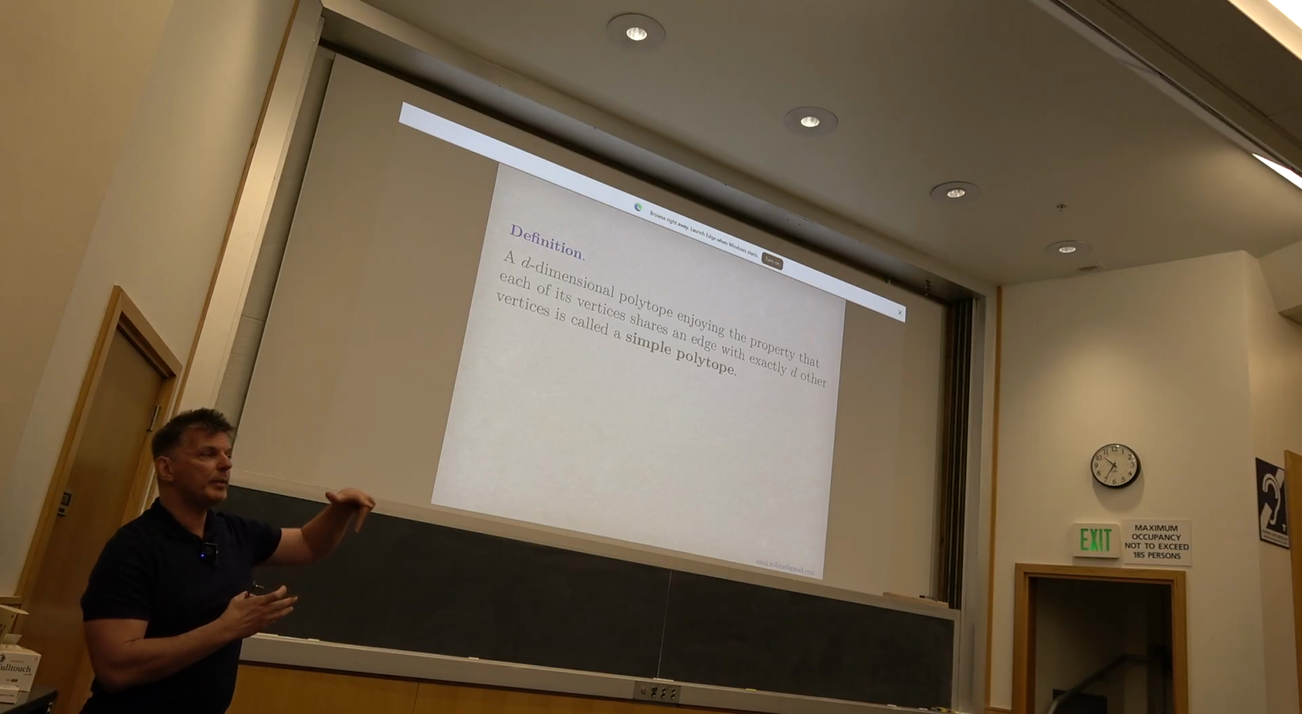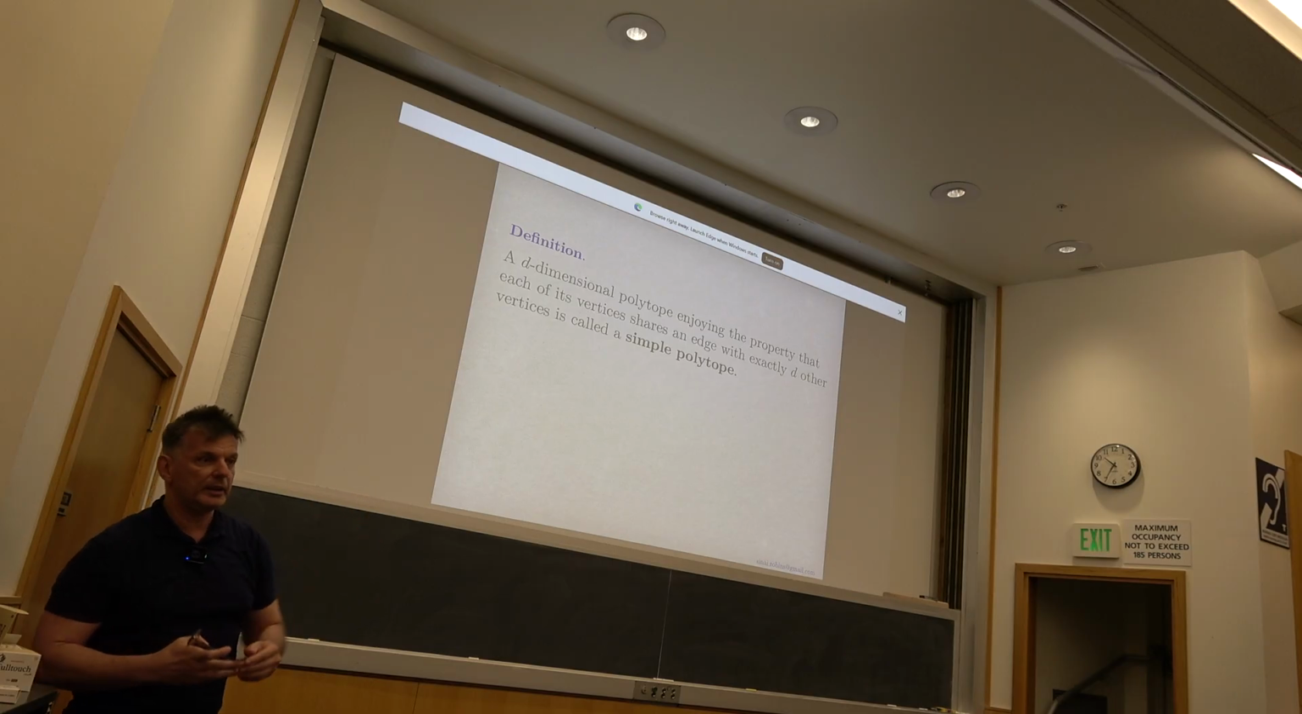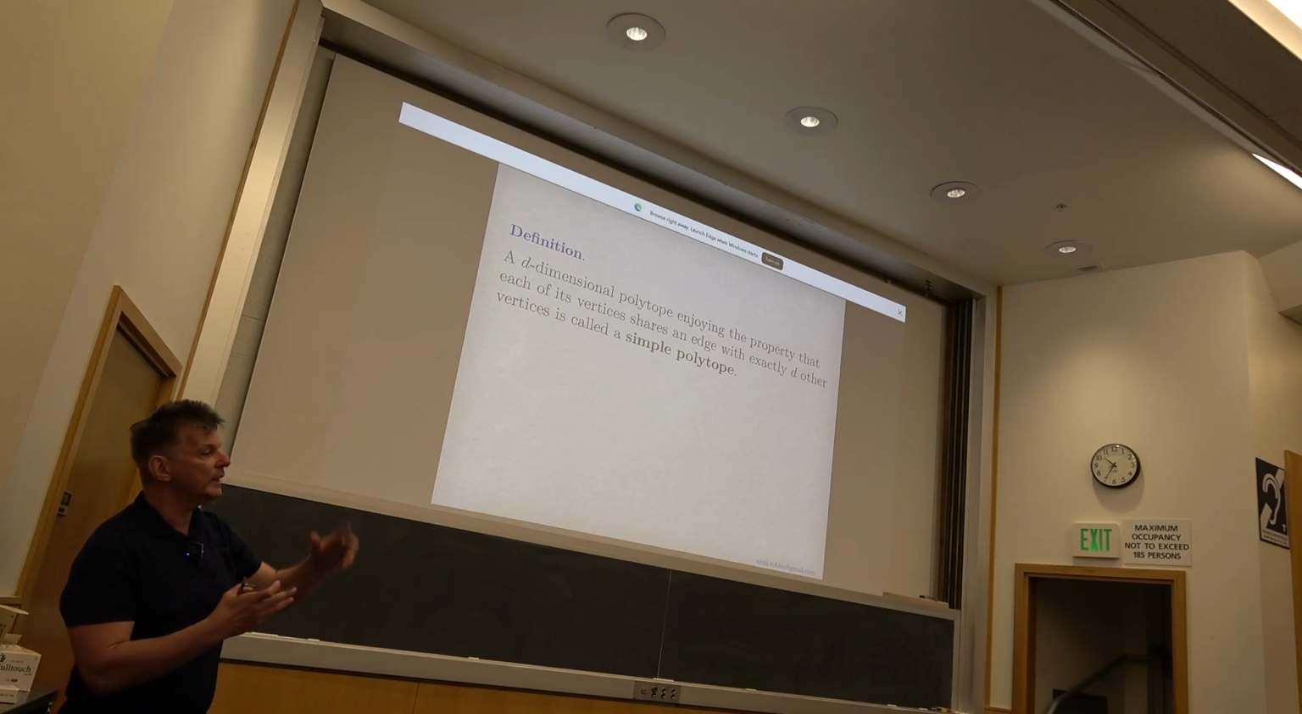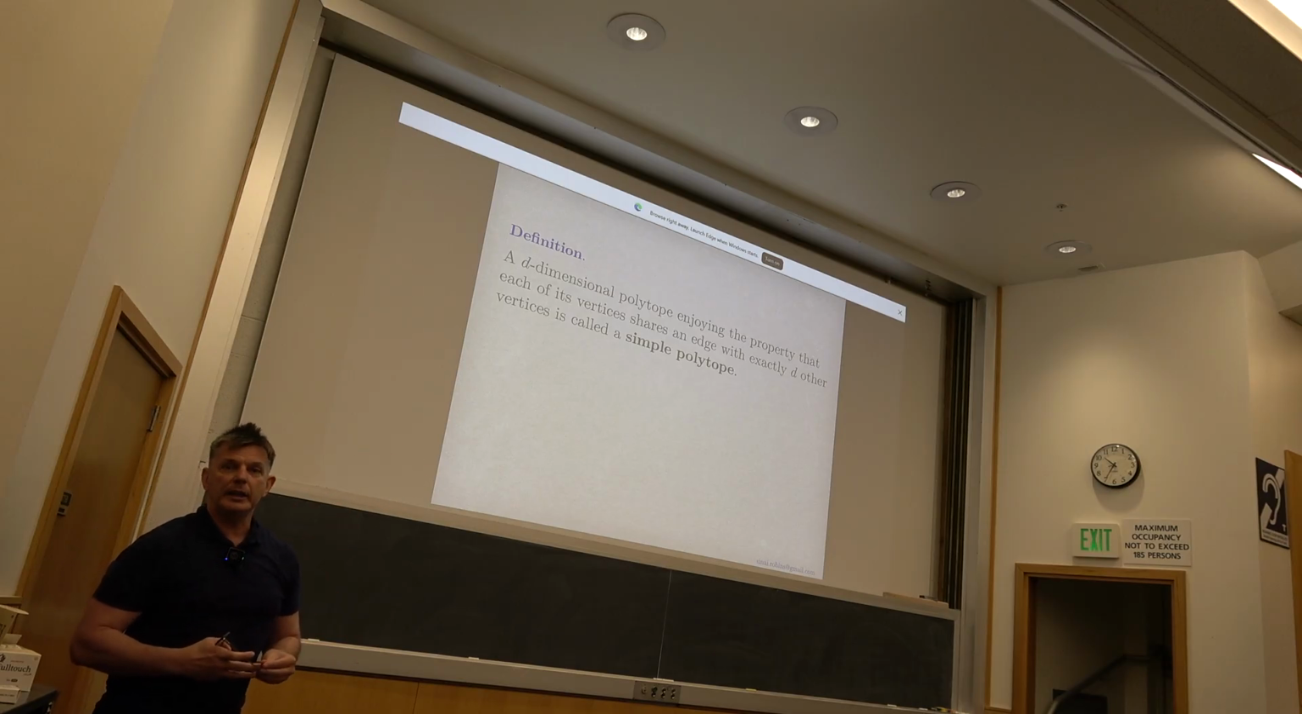So the matrix formed by those d edges is an SL_d(Z) matrix. So if that matrix is SL_d(Z) for every vertex, that's called smooth. Its corresponding toric manifold is non-singular.